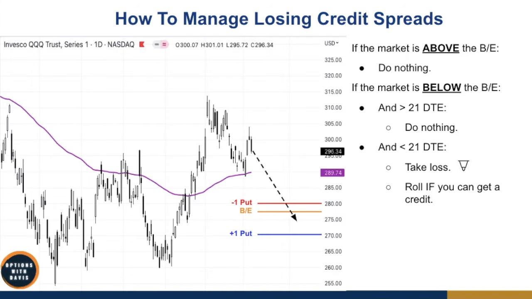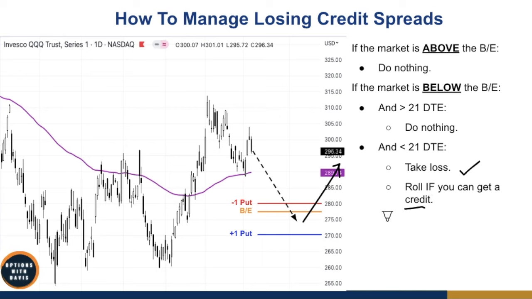So that's the first thing that you can do, which is simply to take a loss. Now the other thing is that if you don't want to take a loss and you still have a bullish view, you still think the market can possibly rebound, then you can roll it. You can roll it if you can get a credit.